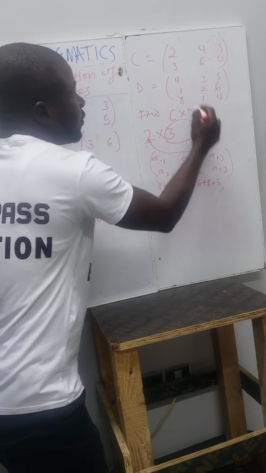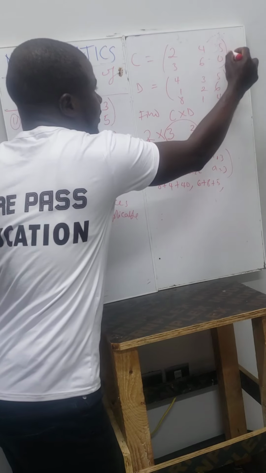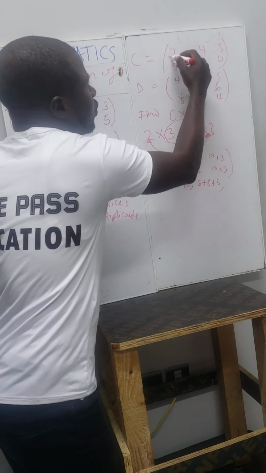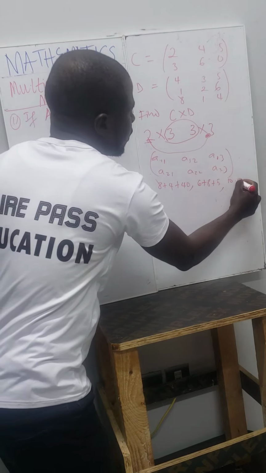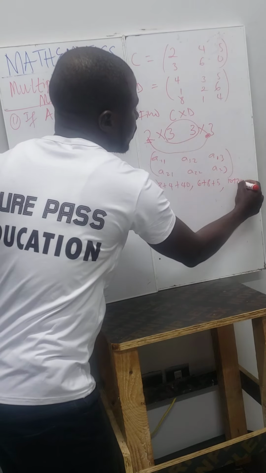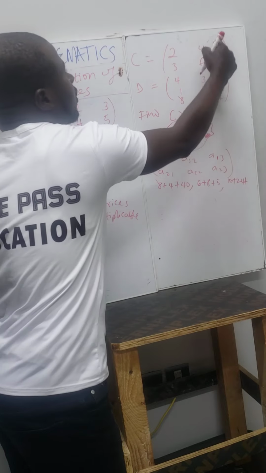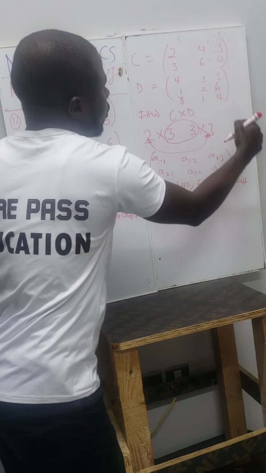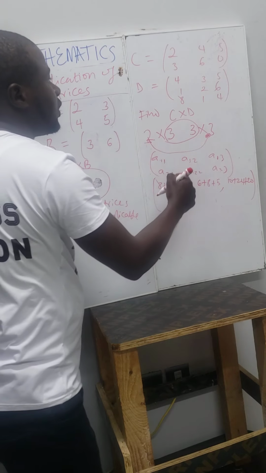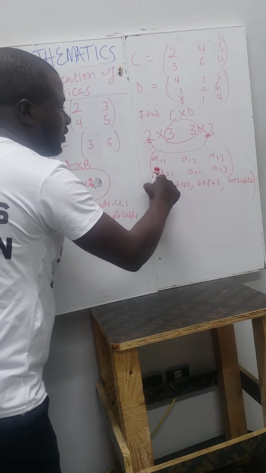A13 simply means the first row of the first matrix multiplied by the third column of the second matrix. 2 times 5, 10, plus 4 times 6, 24, plus 5 times 4, that is 20. That is 20. So we come to this one, this side.